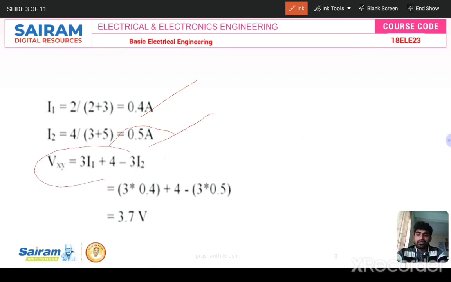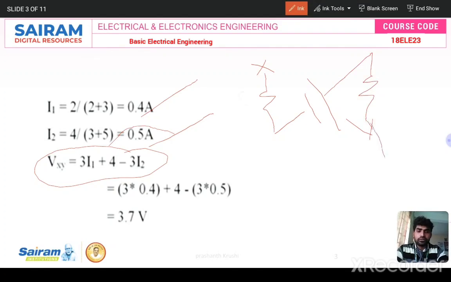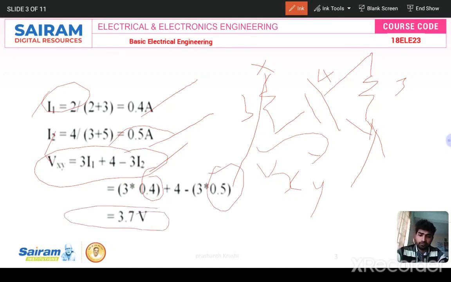So the VXY equation is like this. X is here and Y is here, but here 3 will be there, and here 4 volts will be there, and here 4 volts will be there. So this is 3, this is 3, this is 4. We need to calculate VXY now. Just apply the loop equation over here. VXY is equal to 3I1 plus 4 minus 3I2. Substitute the values of I1 and I2: I1 is 0.4, I2 is 0.5. Finally, we will get the answer as 3.7 volts.